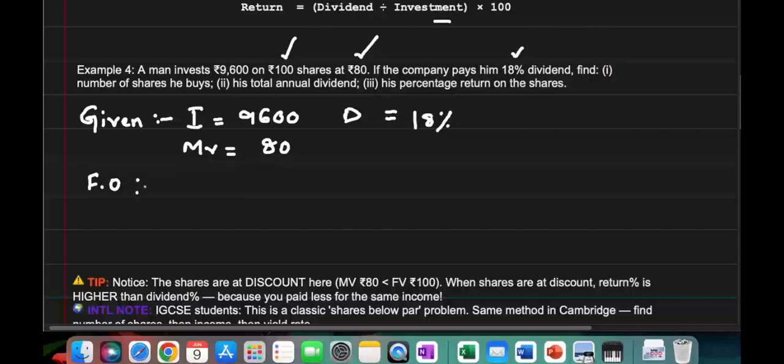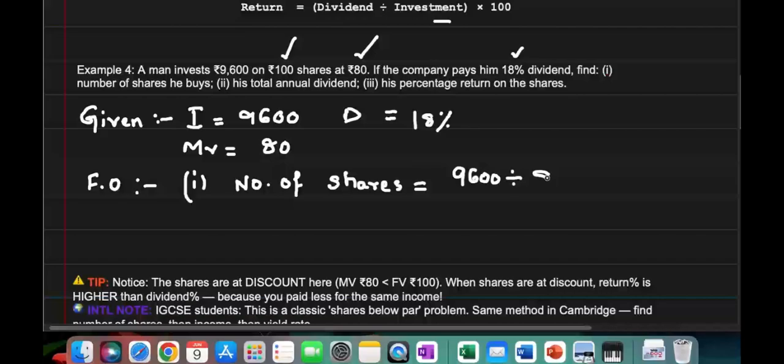First of all, we find the total number of shares he has bought. Very simple: investment divided by the market value will give the number of shares bought, equal to 9,600 divided by 80. That will give you 120 shares. So how many shares did he buy? 120 shares. Got it?